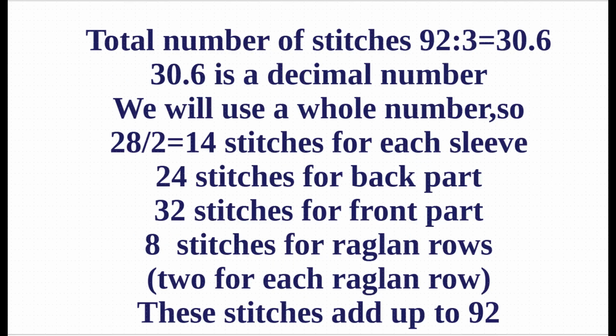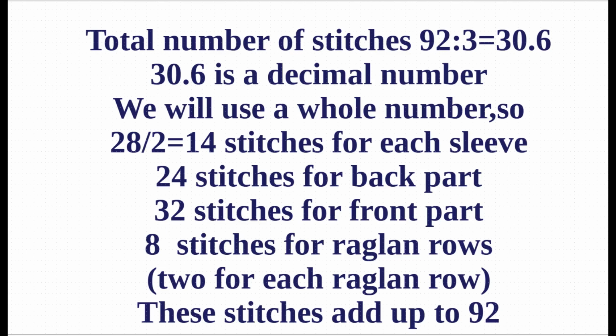So the total number of my stitches is 92. I am going to divide these 92 stitches in 3 parts. If I divide my stitches by 3, I get 30.6 stitches. Of course, as you understand, we cannot use a decimal number for our stitches. So what we need to do is this. If our decimal is over 5, we go up to the next number. If it's below 5, we go down to the previous number.